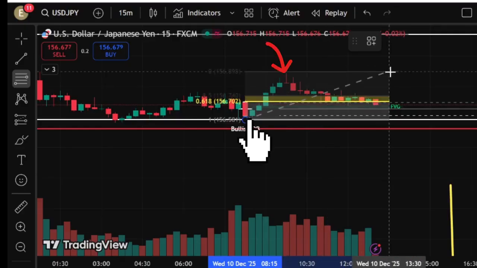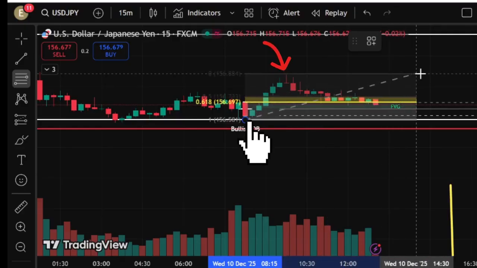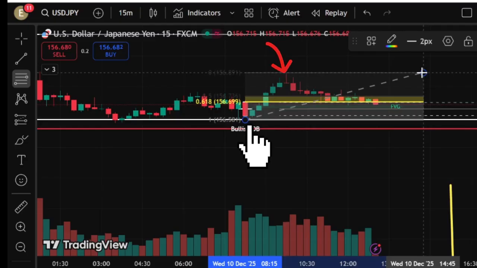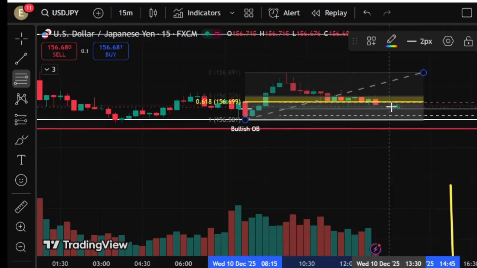Go to the previous swing high and mark it there. Good. I also want to show you something else so you can have a better understanding. There's a fair value gap here. A fair value gap is a line between two candles where the candles miss each other. The market will always want to come and clear this fair value gap before it continues.